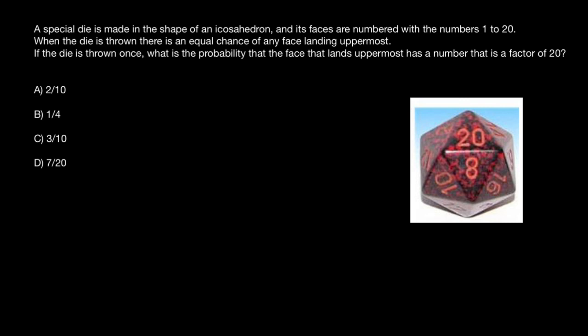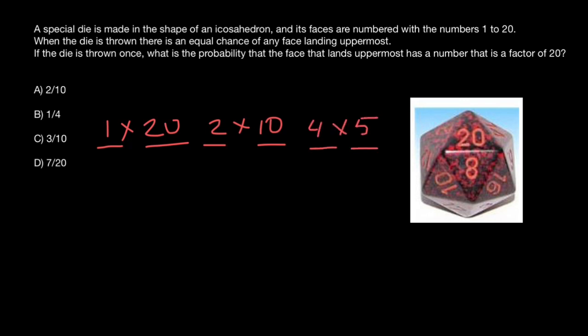What are the factors of the number 20? For example, we can multiply 1 and 20, and we get 20. So 1 and 20 are factors of 20. We also can multiply 2 and 10, and we get 20. So 2 and 10 are also factors of 20. We can also get 20 by multiplying 4 and 5. So these numbers are factors of 20 too.